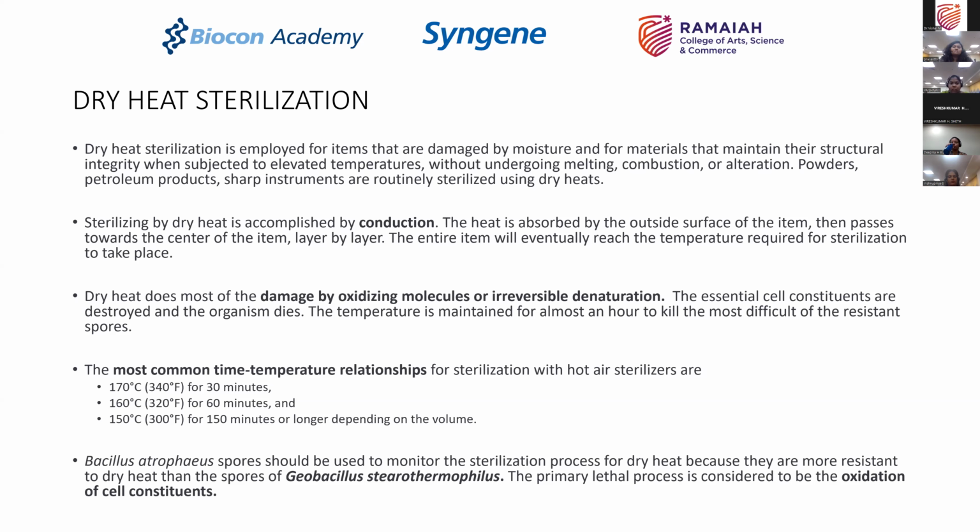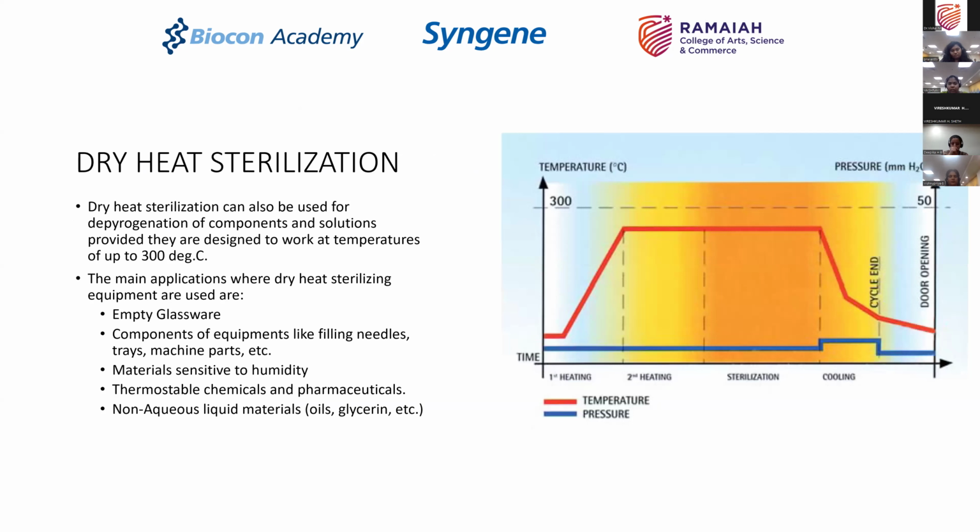Bacillus atrophaeus is used as a score for monitoring the bacterial or biological indicator, which is used for measuring the dry heat sterilization efficiency. Okay. This again is a curve which we have seen in the past, where we look at the different phases.